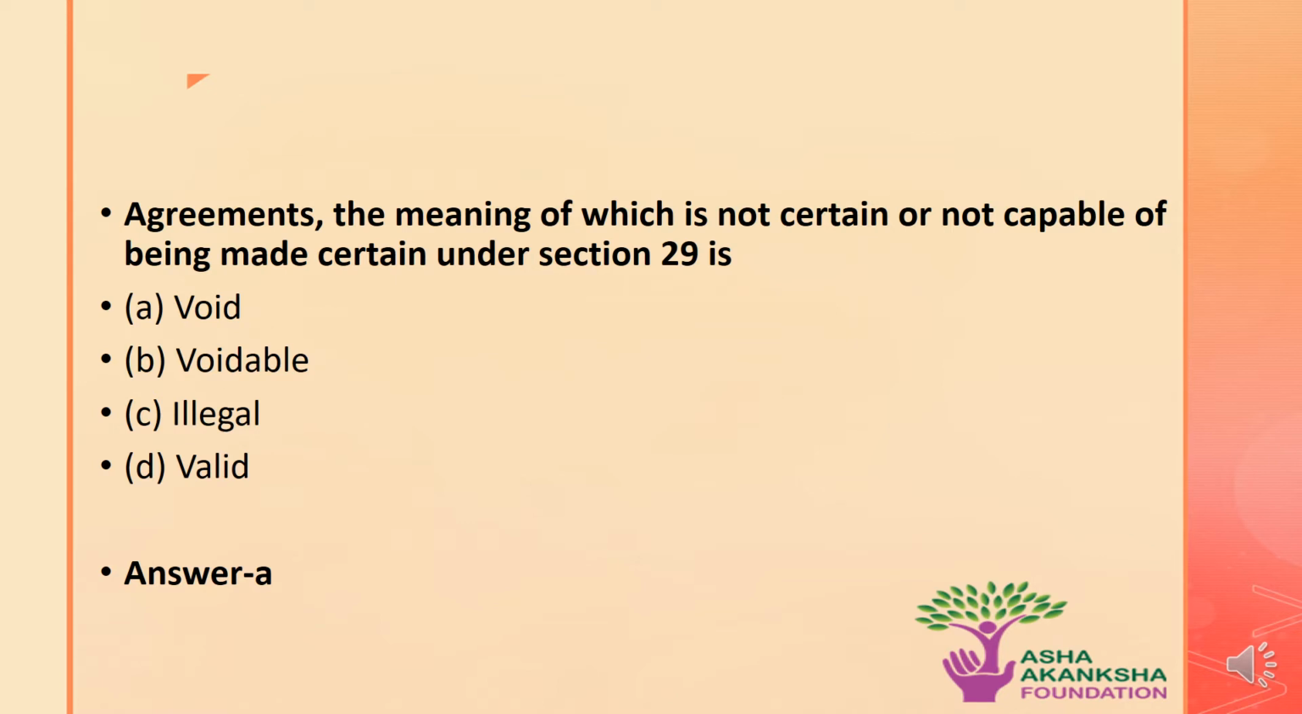The first question is: the agreements, the meaning of which is not certain or capable of being made certain under Section 29, are what? The options are A, void, B, voidable, C, illegal, or D, valid. The correct answer to this question is option A. That means to say, agreements which are not certain or not capable of being made certain under Section 29 are void.